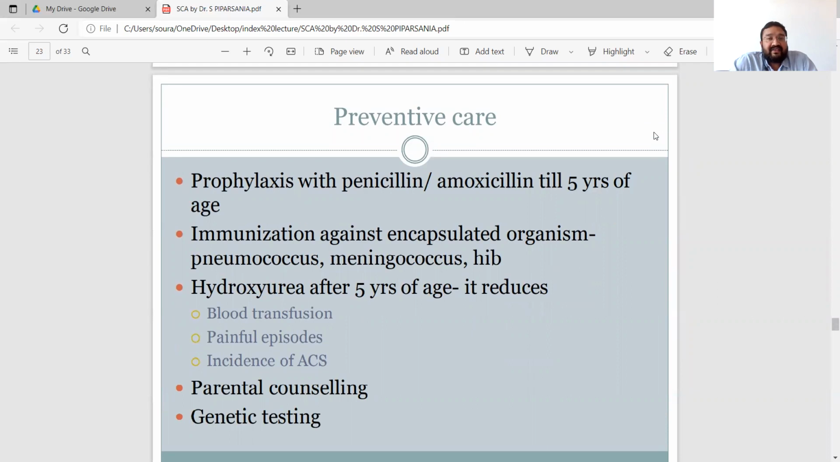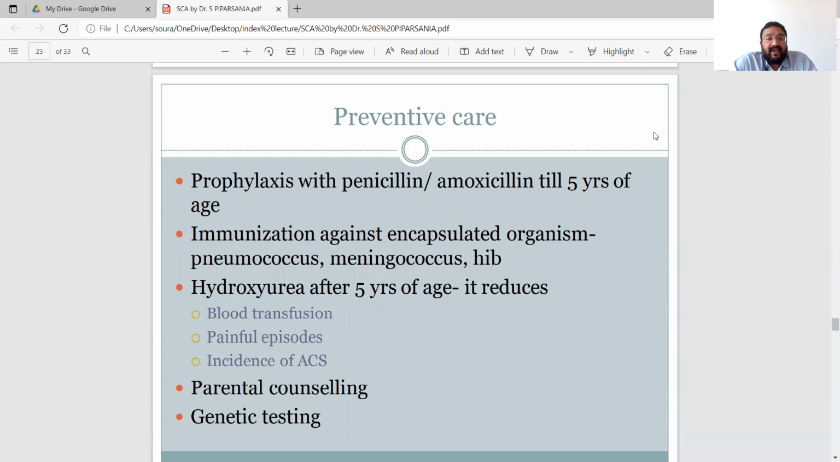How can we prevent complications of sickle cell anemia? Prophylaxis with penicillin and amoxicillin is given till 5 years of age in all children with sickle cell anemia. Consider immunization against encapsulated organisms like pneumococcal, meningococcal, and Hib vaccines. These are to be given in all children with sickle cell anemia. Hydroxyurea is started after 5 years of age. It reduces or minimizes the requirement of blood transfusion, painful episodes in the children, and incidence of acute chest syndrome.